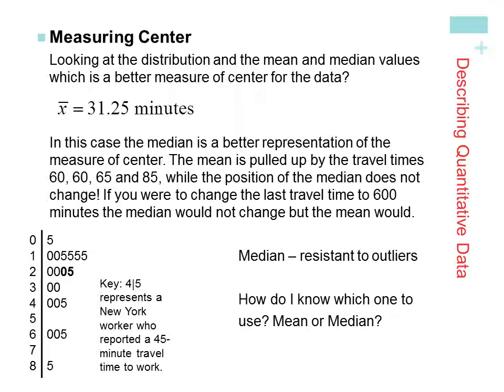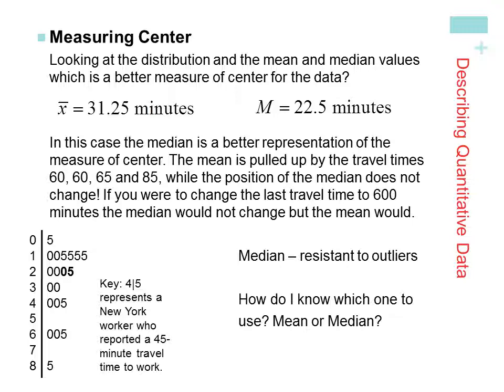So in this case, the median of 22.5 minutes is going to be a better representation of how long people commute in New York City. Okay, and think about where the median is. It's sort of where most of the data lies versus 31.25, which is up in here, which is getting to the higher end of the data.